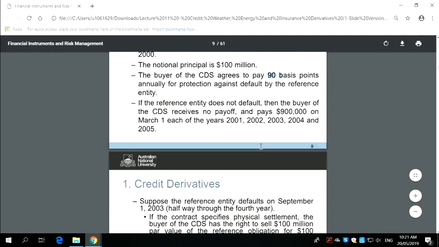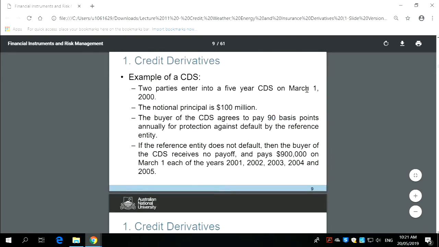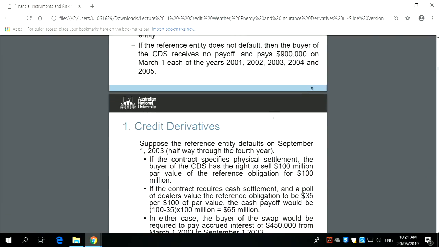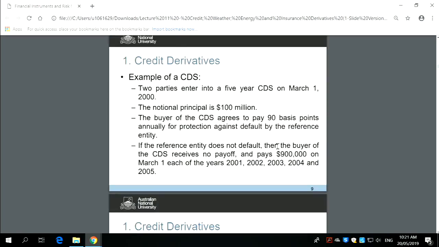Okay? And if you read the question carefully, it says the reference entity defaulted on 1st September year 2003, right? And our CDS contract starts on 1st of March, which means that's half a year through the 4th year, right? So by the time of default, we still owe $450,000 to the seller of the CDS. That money hasn't been paid. Why? Because $900,000 is paid in arrears, okay?